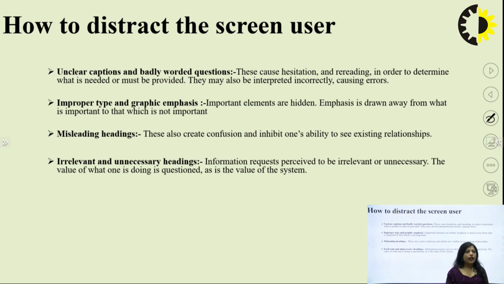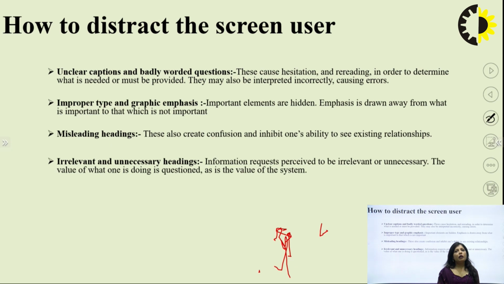First is unclear captions and badly worded questions. Unclear captions means the captions which we are using in our screen are not clear, maybe they use technical words, maybe they have spelling mistakes. So these are some examples of unclear captions and badly worded questions. These cause hesitation and rereading. In order to determine what is needed or must be provided, they may also be interpreted incorrectly, causing errors. So badly worded questions create hesitation for the user, means rereading. So the user has to repeat the text.